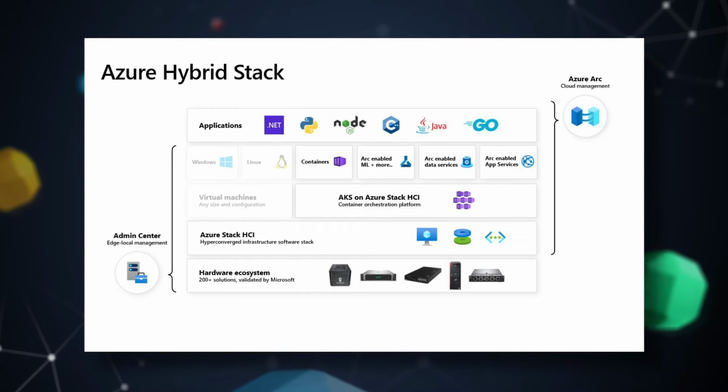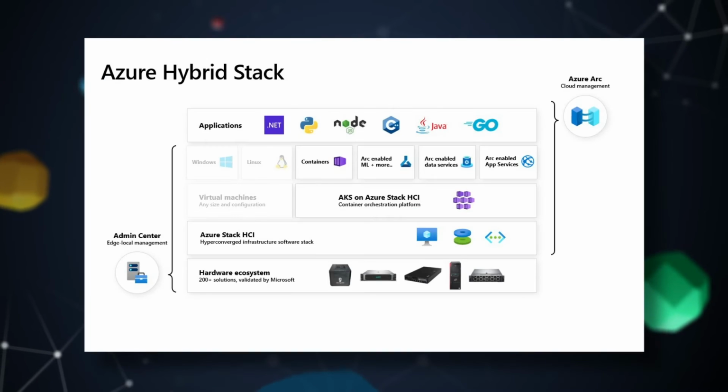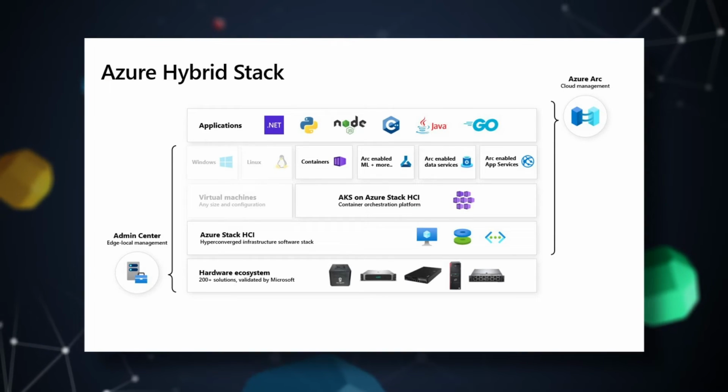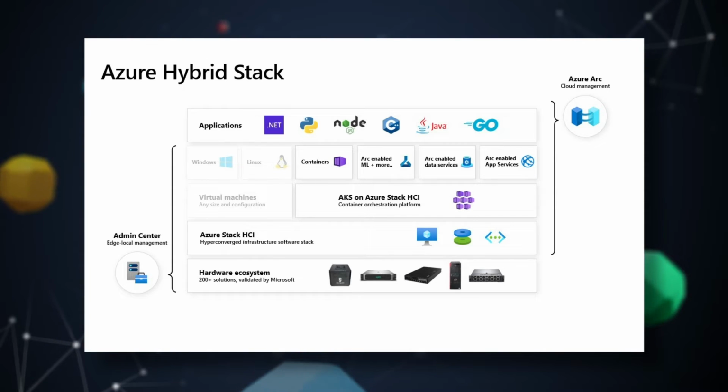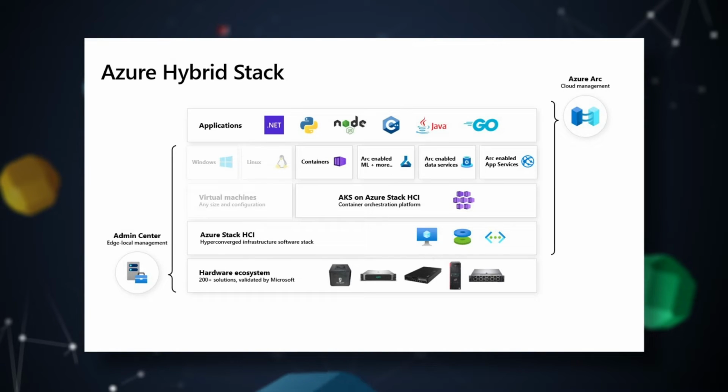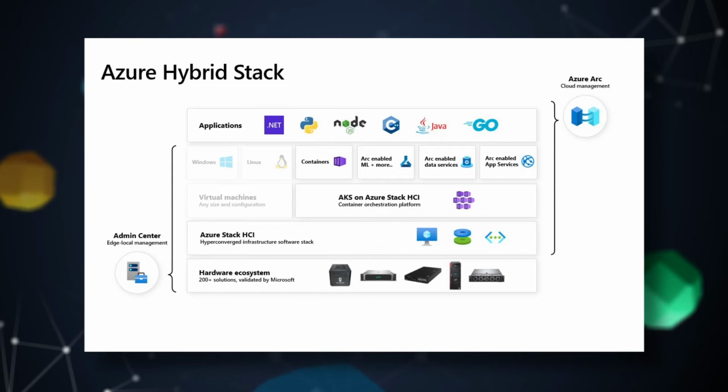Once you've laid that down, the next step is to deploy Arc-enabled data services on top of it. And typically, you would deploy this in a connected mode because Azure Stack HCI is always connected to the cloud. So as you see on AKS, there's the container platform that runs, as well as you can deploy Arc-enabled data services, Arc-enabled ML, and Arc-enabled application services. But that's the overall solution that comes from running Arc-enabled data services on Azure Stack HCI running AKS.